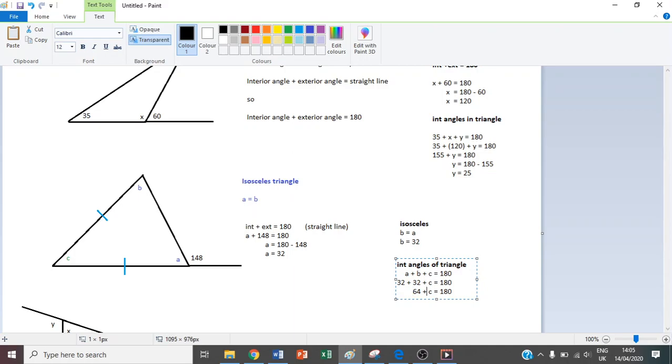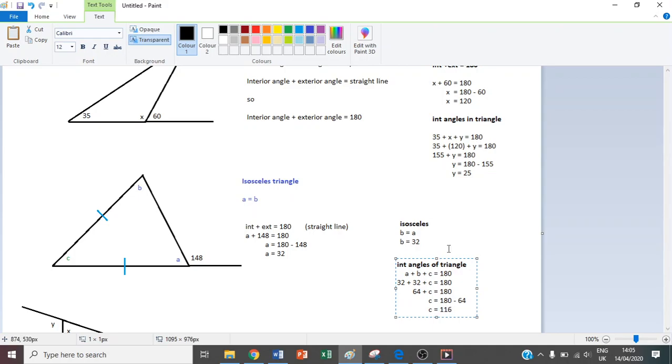Equal signs nicely lined up. Better. Okay, now C on its own then, C must be equal to 180 minus the 64, because on the other side it was plus, this side it's minus 64. That leaves C on its own to be 116. Is that right? C equals 116.